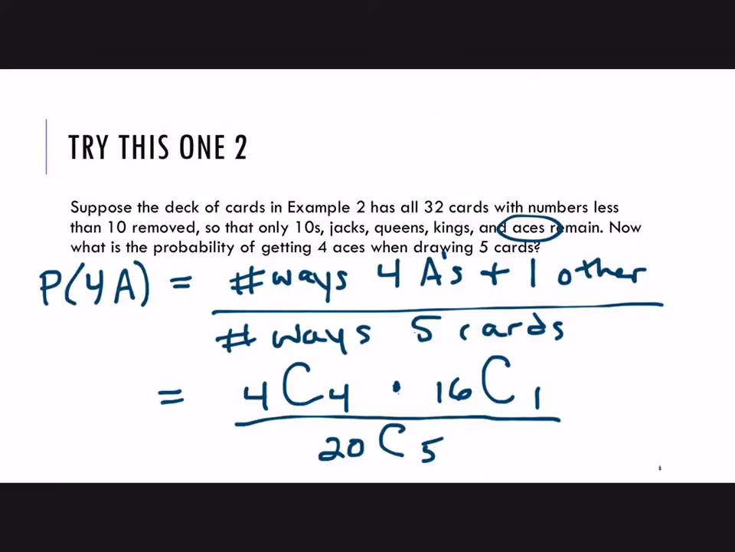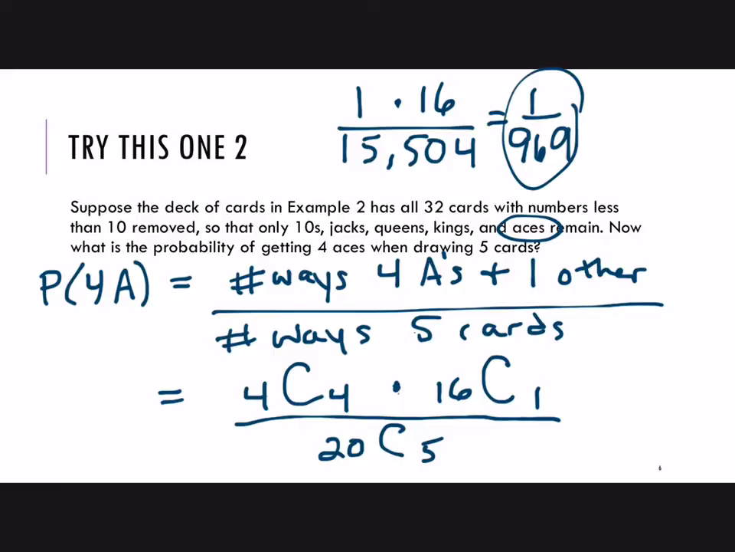I'll put that up top here. 4 choose 4 is 1. 16 choose 1 is 16. And 20 choose 5 is 15,504. So in lowest terms, that's 1 over 969. That would be a good answer. Or if you want a percent, that's about 0.1%. So a little bit more likely once you have that smaller deck.